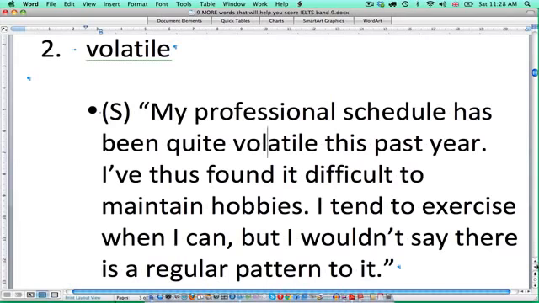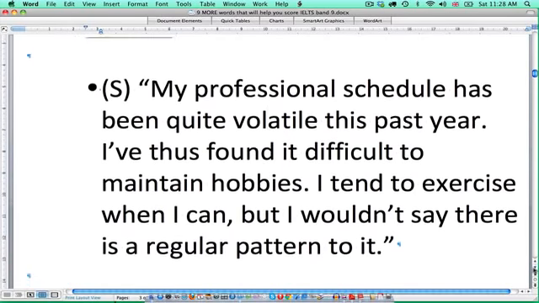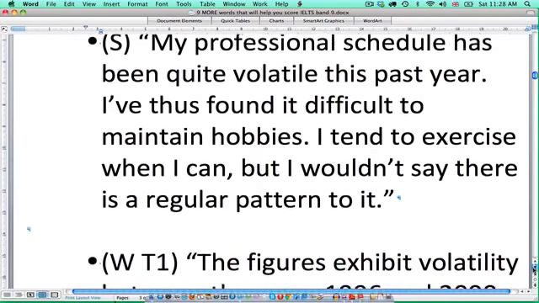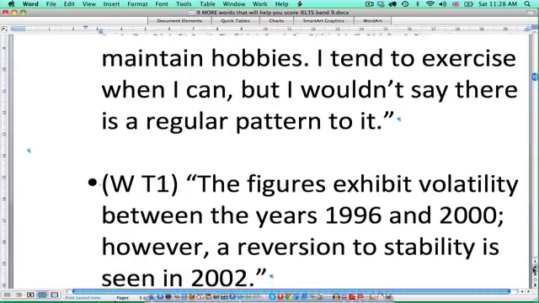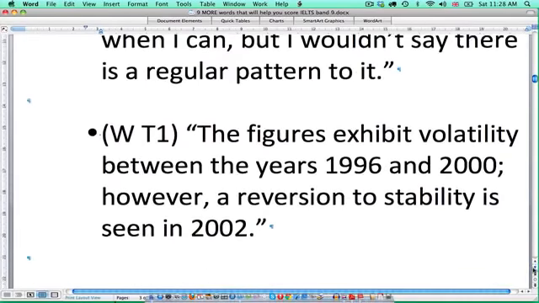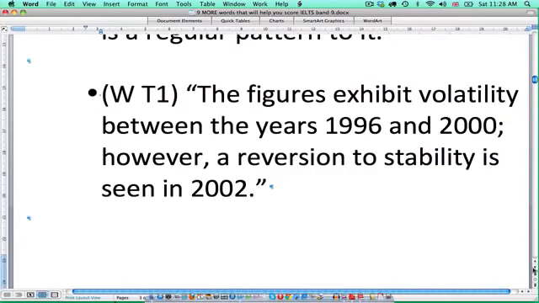Okay, and volatile is obviously a good word to use in task 1 if you're taking the academic, because it helps you to describe figures that, for example, in a bar chart or a line graph, are going up and down and are not stable over a period of time. And we can change volatile to volatility as a noun to fit in this manner.